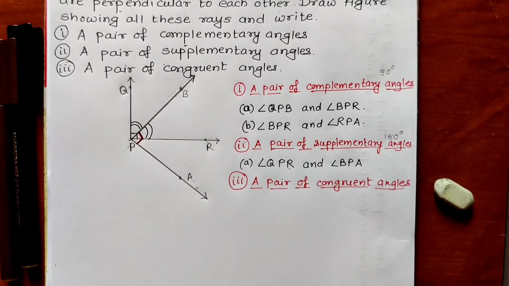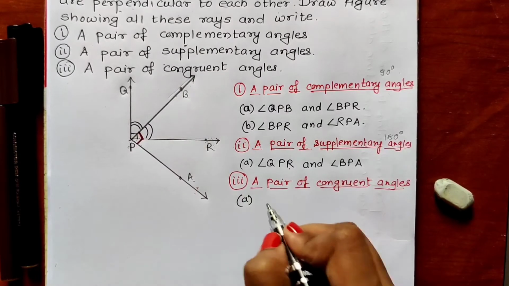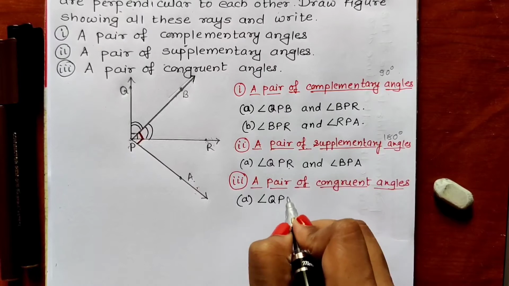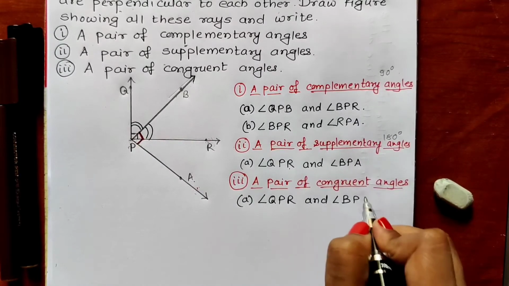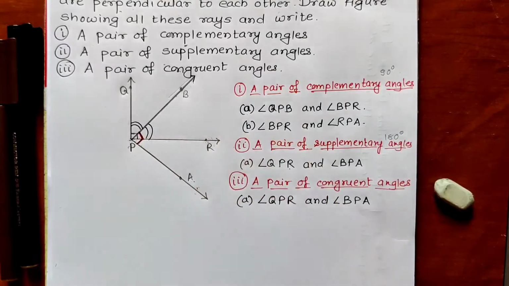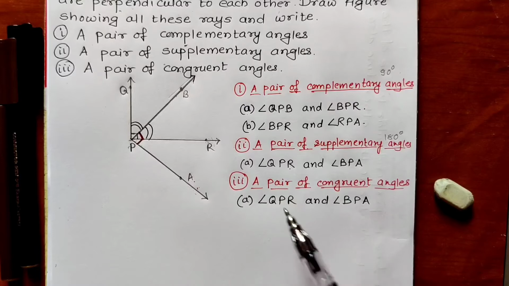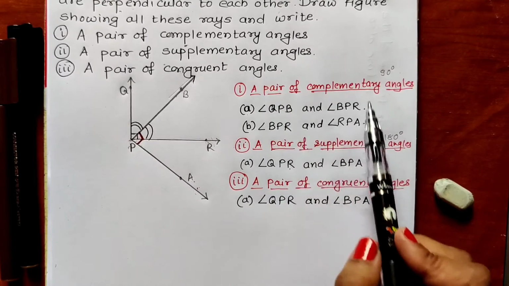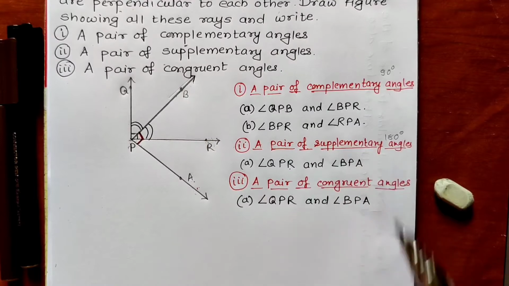Okay, so one pair only we can see here, angle QPR and angle BPA. You can write APB also. So one and the same thing. In this way we have got one pair of congruent angle, two pairs of complementary angles, one pair of supplementary angles, and one pair of congruent angles.